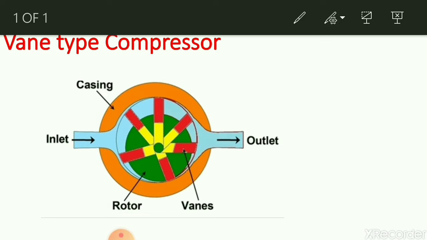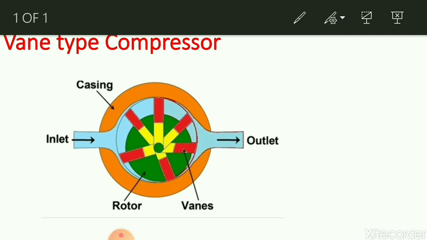Okay, so this vane type compressor consists of a rotor which is located eccentrically in a cylindrical casing. Eccentrically means away from the center of the cylindrical casing. Okay, so here the rotor is located eccentrically in a cylindrical casing. The rotor carries a set of spring loaded vanes in the slots of the rotor, as we told.